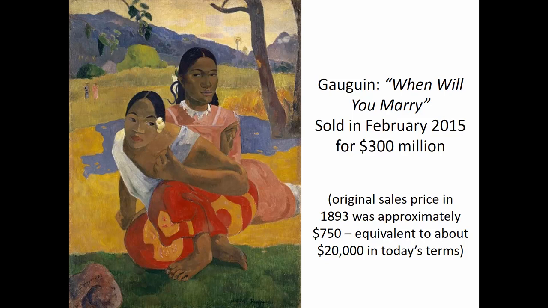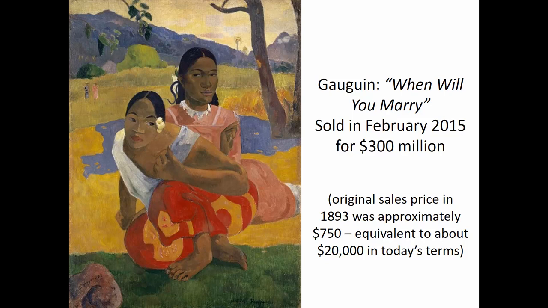But here's the crazy thing: in 1893, when it was originally sold, it was sold for $750. And if you compound that into today's dollars, it was $20,000. And $20,000 is a lot for a painting, but it's nothing like $300 million.